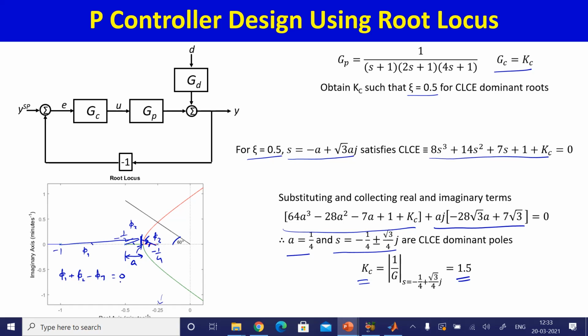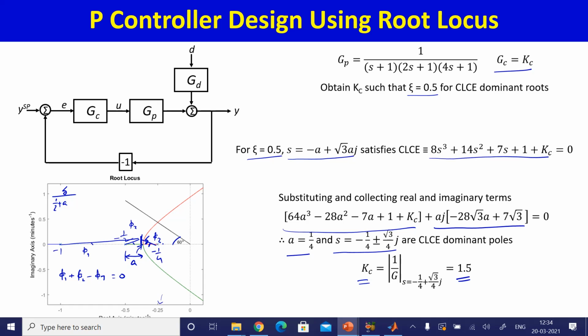And if I want to invoke this phi 1, so what is phi 1? Phi 1 would be delta over the length from here to the breakpoint. So this is minus 1, this is minus half plus a. So delta divided by half plus a.